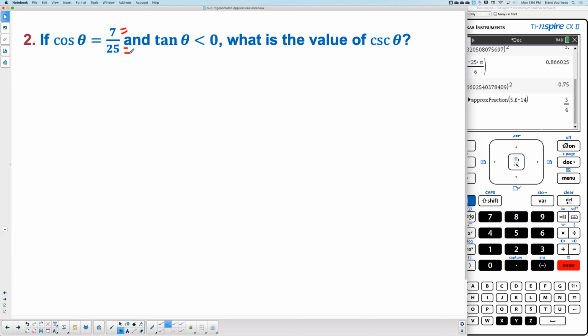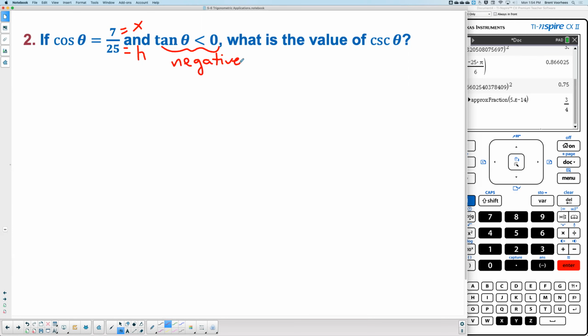What are they telling you about 7 and 25? The x and the h, okay? And it says tangent is less than 0. That's also telling you something very important. If tangent is less than 0, it's telling you tangent is negative.